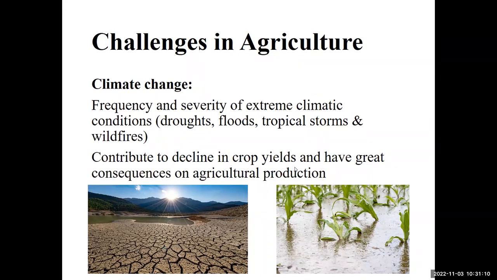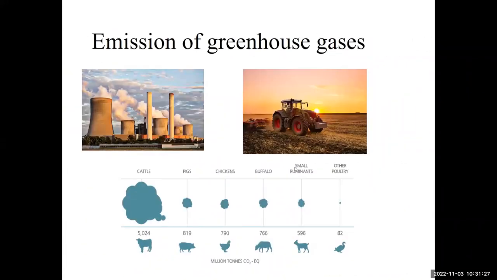You can see on the left-hand side the kind of drought we've been experiencing, and sometimes the extreme end of flooding, which makes sure that our agricultural production is actually reduced. Now, climate change affects our agriculture, but we find that agriculture also affects climate change.